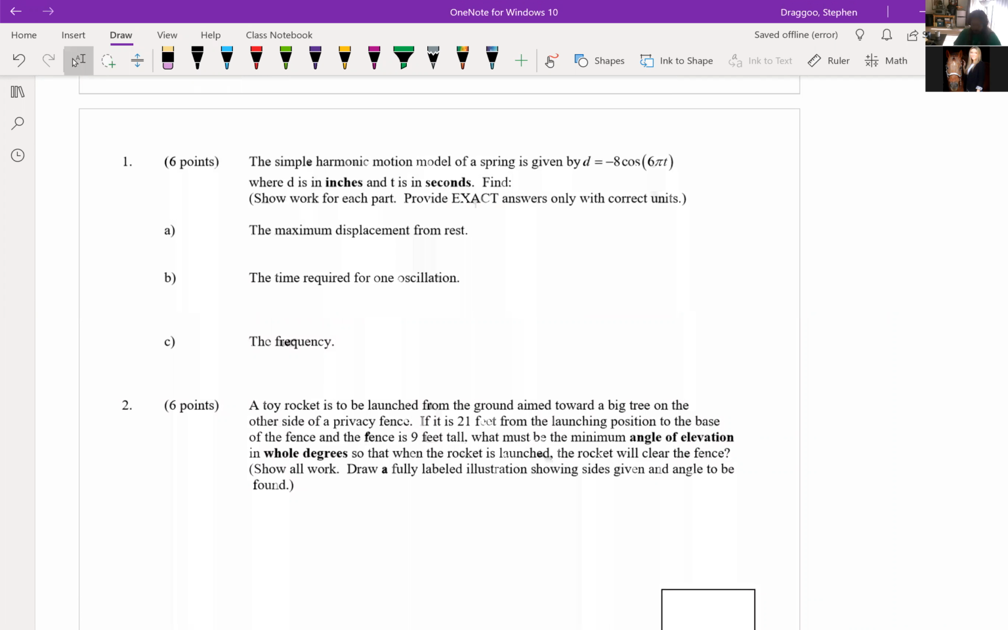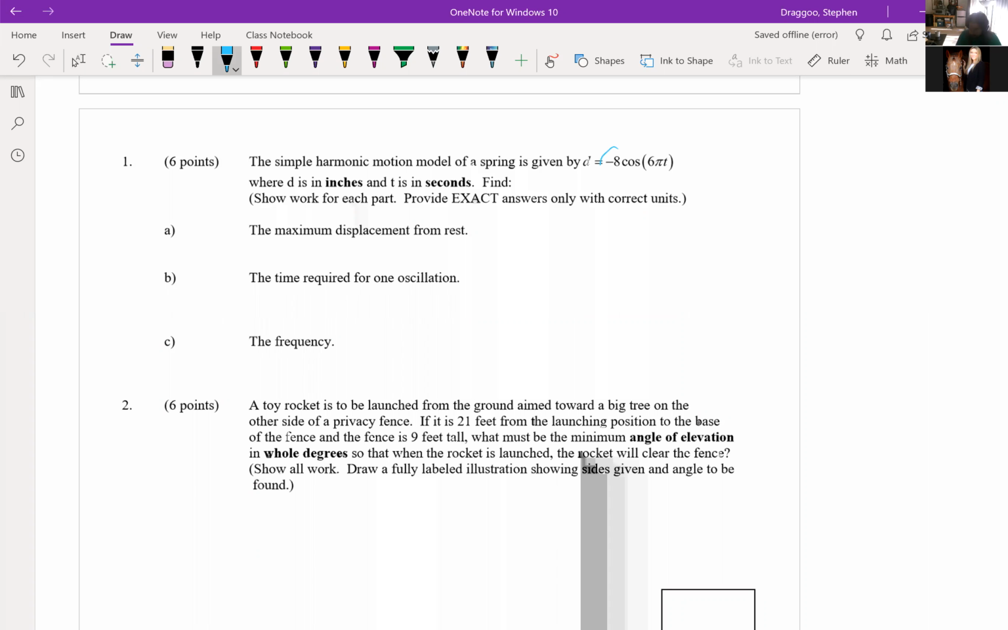Let's solve some stuff. Question number 1, which apparently was at one point worth 6 points. I think I meant to take that off. Oh well. The simple harmonic motion model of a spring is given by the equation d equals 8 cosine of 6 pi t, where d is in inches and t is in seconds. Find a few things. First we want the maximum displacement.